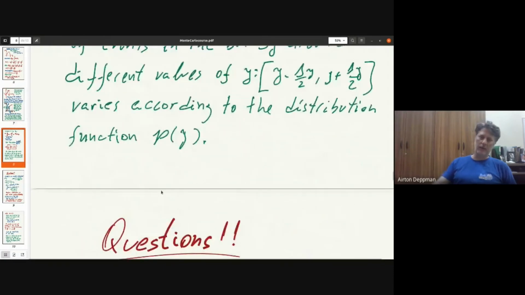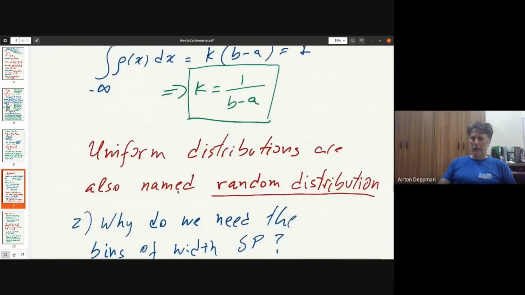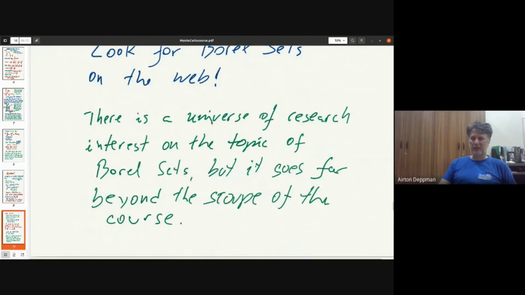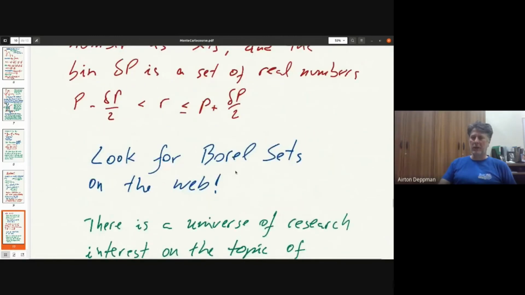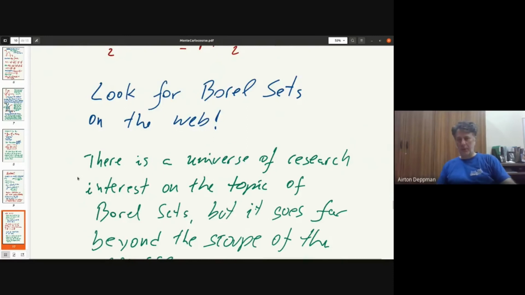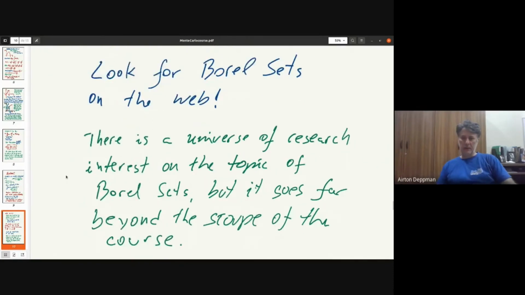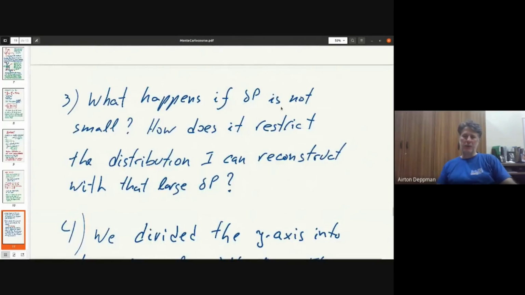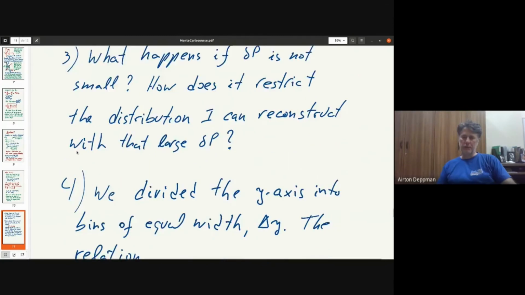Okay, so this is one important point. People who are interested in this can look for Borel sets to understand how real numbers are connected to sets. So Borel sets is a way to define real numbers somehow. So look at the web. This is not the main point of our course, but it's useful to have at least a superficial knowledge about it. So what happens if delta p is not small? I just said it will limit the distribution.